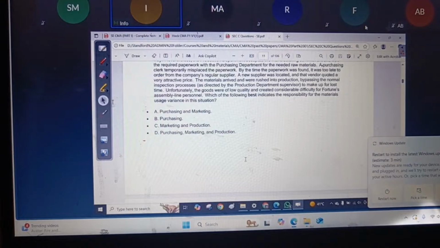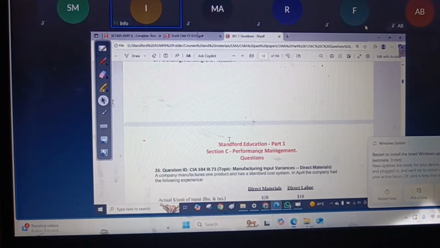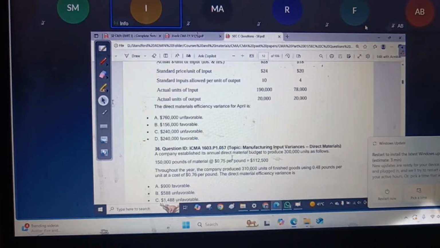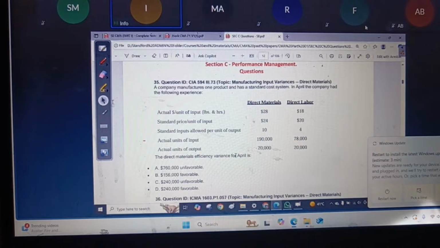I think this is question number 33. Can you solve this? They are asking for material efficiency variance. Again, material quantity variance. Can you solve this? I think these are straightforward.